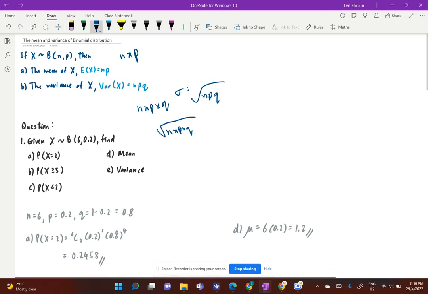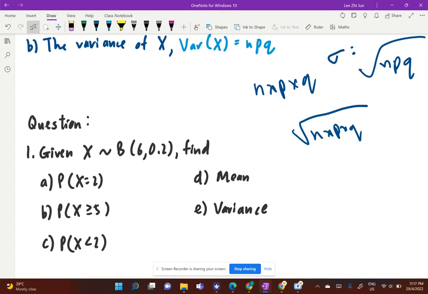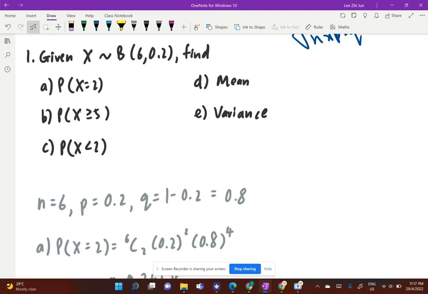So I prepared some questions. Given x with parameters 6 trials and 0.2 probability of success, find P(X equals 2), P(X larger or equal to 5), P(X smaller than 2), the mean and the variance. So if you are not so familiar with this, you can write out: there are 6 trials, the probability of success is 0.2, the probability of failure is 0.8.